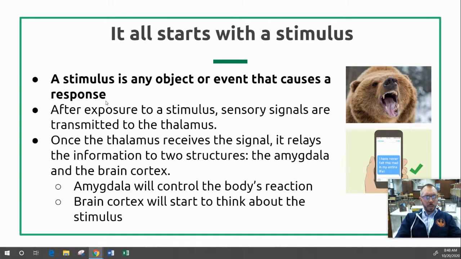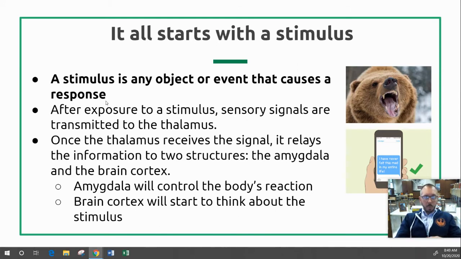After exposure to a stimulus, usually external, sensory signals are transmitted to the thalamus. So if I see a bear, I get a text, it goes into my nervous system. It goes to this place in my brain called the thalamus, right there at the top of my brainstem. And the thalamus really acts as a routing center for your brain. It takes in sensory information and it sends it to the right location. In this instance, your thalamus is going to send it to two locations.